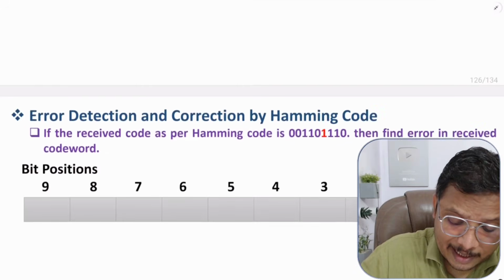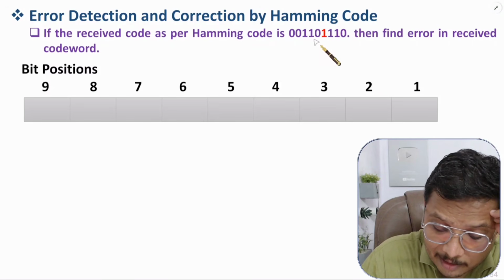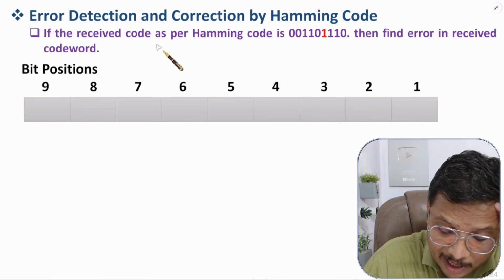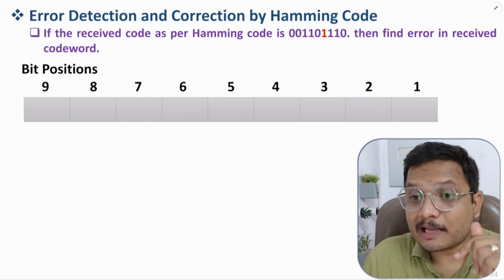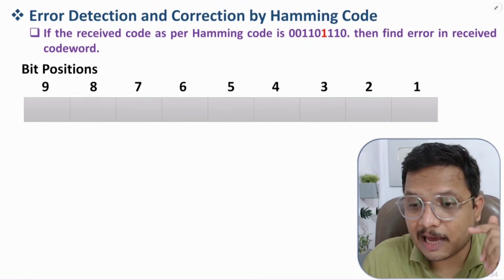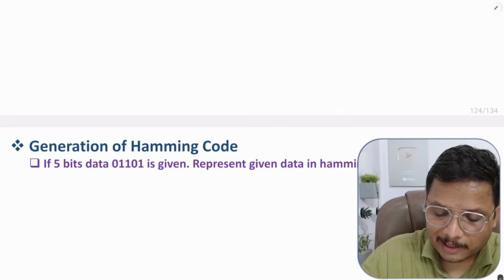The second example will be based on how Hamming code can resolve errors if you receive a Hamming code with an error. Here I'll be detecting the error as well as correcting the error using Hamming code. All of those things I'm going to explain along with practical examples.